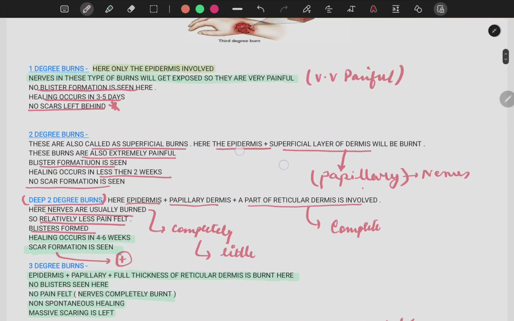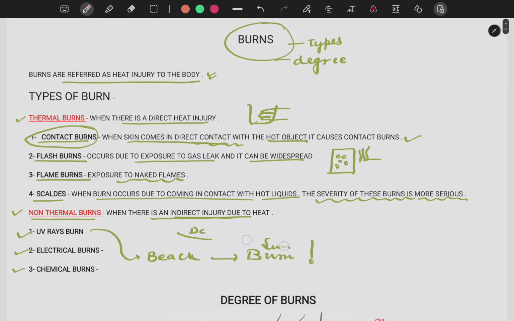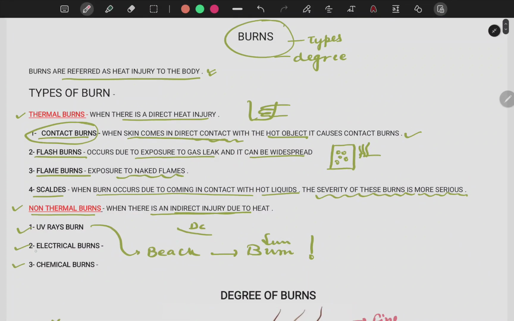So this was all about the different degrees of burns and the types of burns that we have. We have further classifications for the electrical burns as well as chemical burns as well.